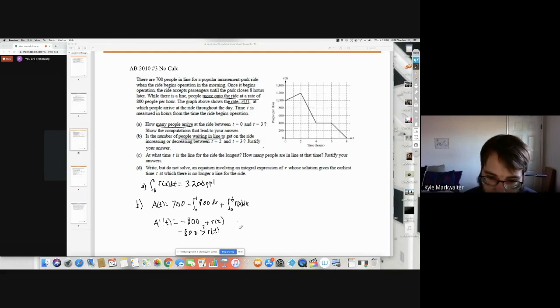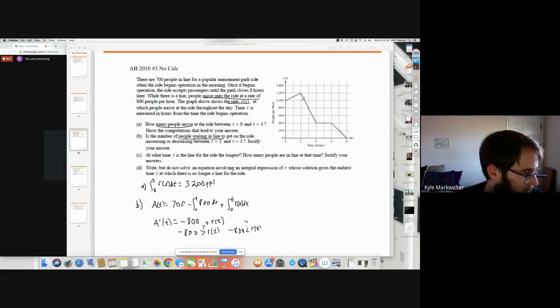Or is negative 800 less than r of t? Because if the rate coming in is bigger than the rate going out, then the line's getting bigger. The number of people in line is increasing, decreasing. So let's see, between 2 and 4, what do we know about r of t?